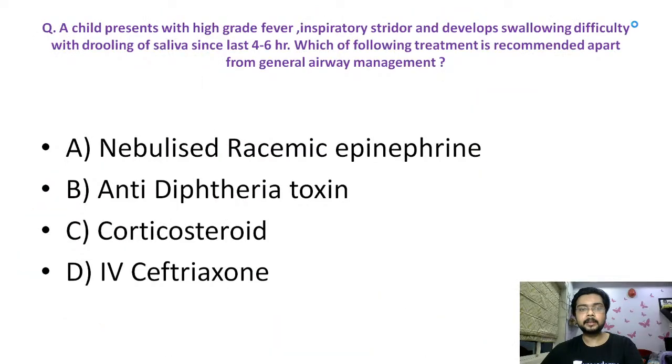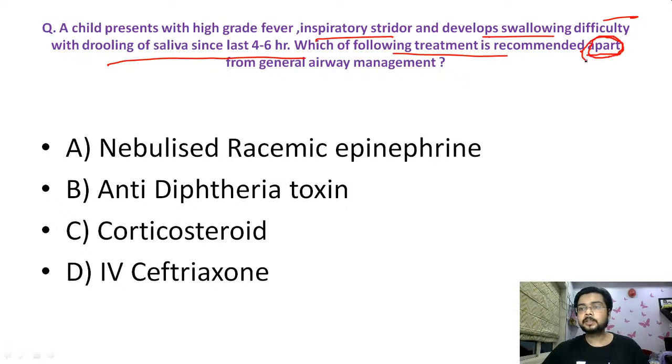So this half an hour session is also ending. I want to discuss all of them, so I'll be a little fast. Now, a child presents with a high grade fever, inspiratory stridor, and swallowing difficulty with drooling of saliva since the last 4 to 6 hours. Which of the following treatments is recommended apart from general airway management? So here the thing you need to underline is apart from general airway management. Let us see the options: nebulized racemic epinephrine, anti-diphtheria toxin, corticosteroid, IV ceftriaxone.